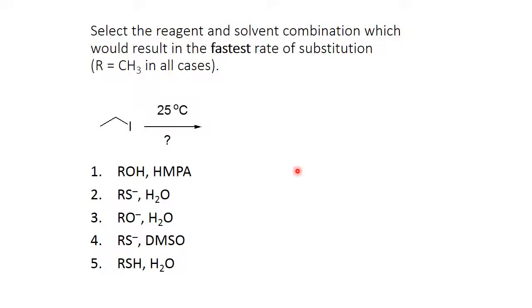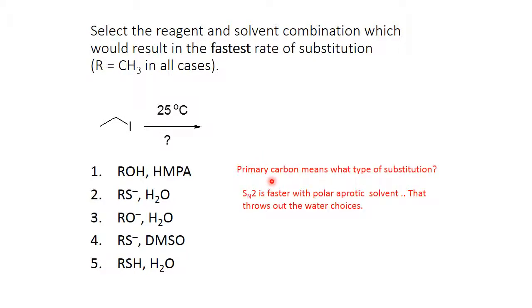So what do we pick? Primary means SN2. SN2 is faster with polar aprotic. That throws out the water. Nucleophile with the negative charge is better. Larger atom, sulfur, is bigger and better than the oxygen. So the fastest reaction would be this one.